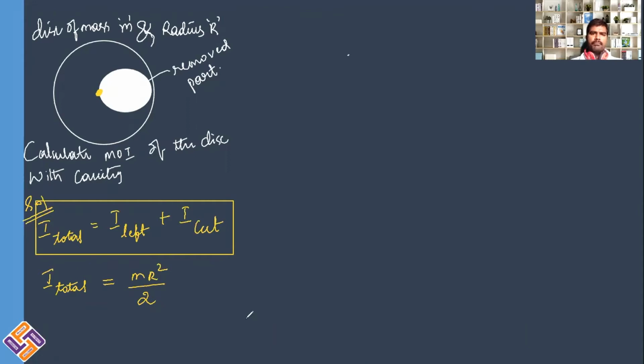Okay. Now I want to calculate moment of inertia of the removed part. If this is considered as the axis of rotation, I want to calculate moment of inertia first with respect to this axis A, and then I will use the parallel axis theorem and calculate moment of inertia with respect to this axis. And this distance is r by 2. Okay. Now I want to calculate mass of this cut portion. I do not know what is the mass of the cut portion.